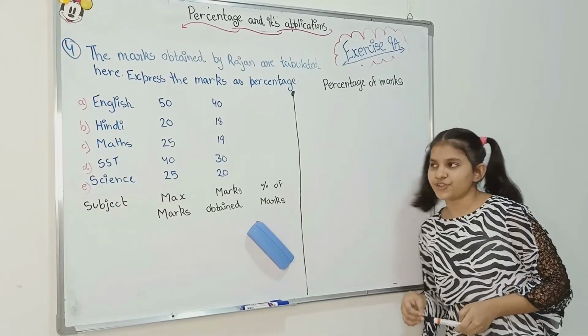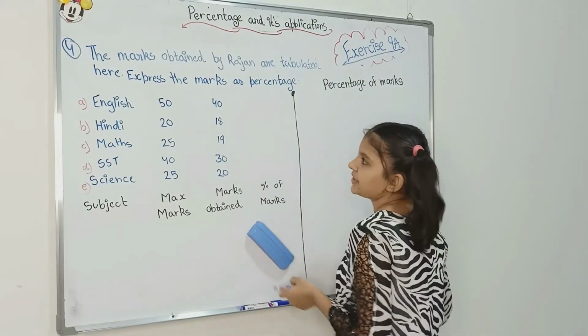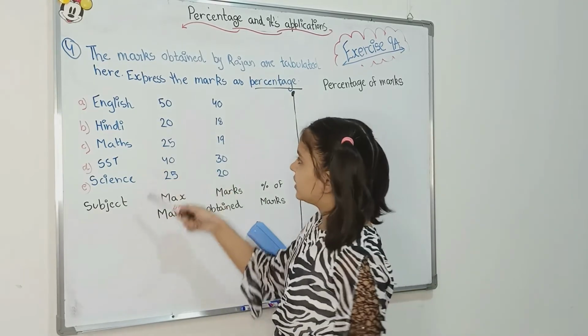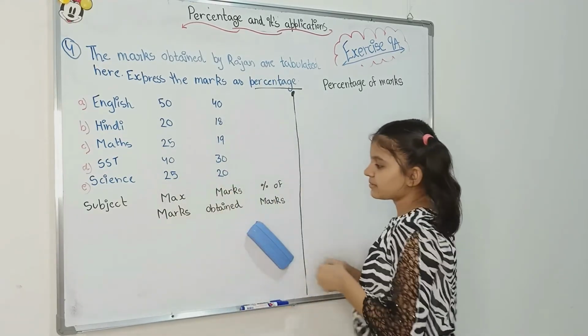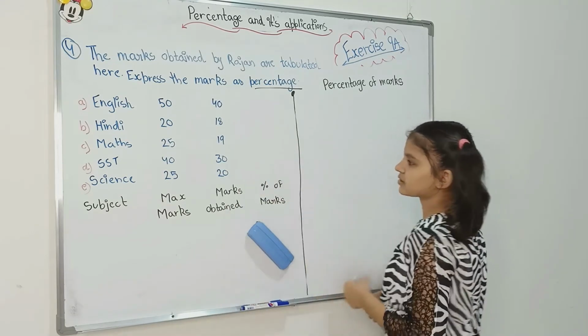Now we do the fourth question. So the marks obtained by Rajan are tabulated here. Express the marks in percentage. So here subjects are given and then maximum marks are given and the marks he obtained are given. We have to find percentage of marks.